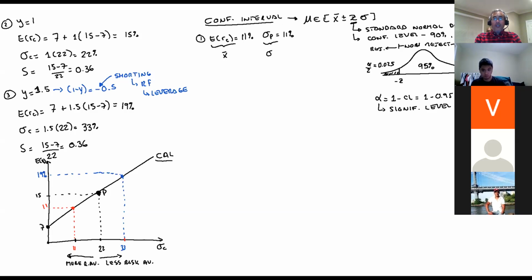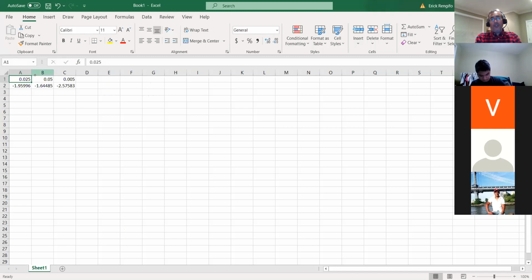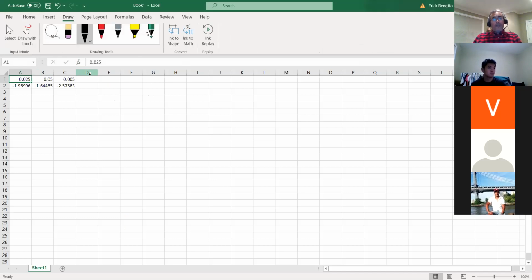You simply go to Excel, and you simply write 0.025. You simply use this formula: equals norm.inv of 0.025, 0, 1. The 0 and 1 mean a standard normal distribution, which has a mean of 0 and a standard deviation of 1. That's why I use 0 and 1. And then I got the critical values. These ones here are called critical values.